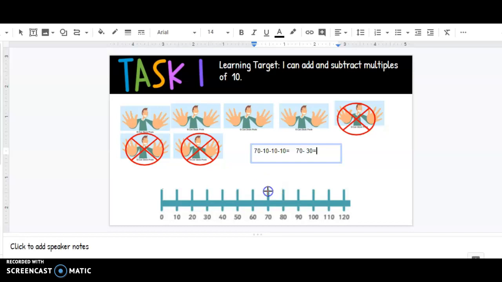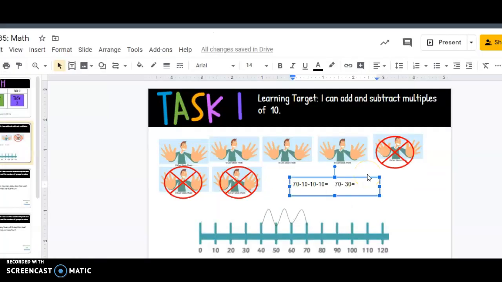I'm going to start on 70, and I don't want to go forwards. My numbers are not going to be getting bigger in a subtraction situation. If people are sitting down, if things are leaving, the numbers are going to be getting smaller. So I'm going to make a jump backwards of 10. Okay, that's one person that's left. Now let's make another jump backwards of 10. Now 2 people have left. And another jump backwards of 10. Now 3 people have left. So I want you to think about, if 3 people have left, how many fingers are there now in the group?